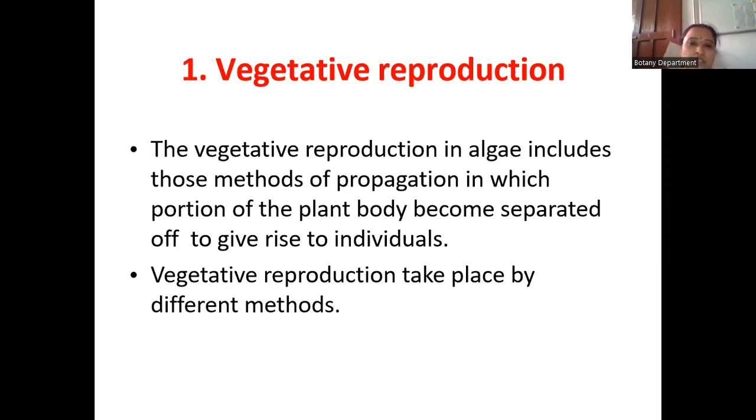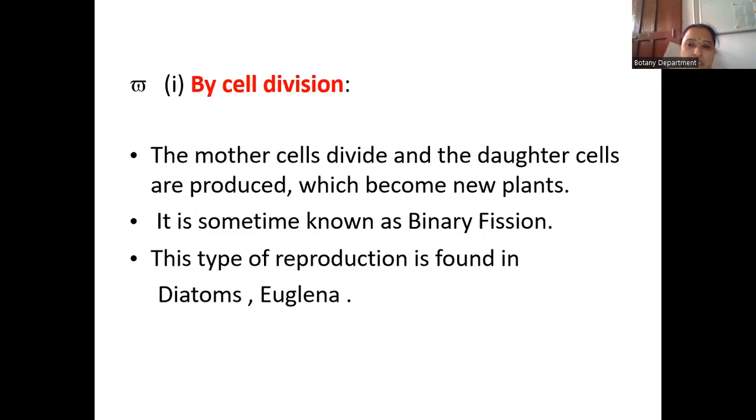Coming to the first one, vegetative reproduction. What is vegetative reproduction? In algae, it includes those methods of propagation in which a portion of the plant body becomes separate and gives rise to a new individual, a new plant of algae. This vegetative reproduction takes place by different methods. The first method is cell division.